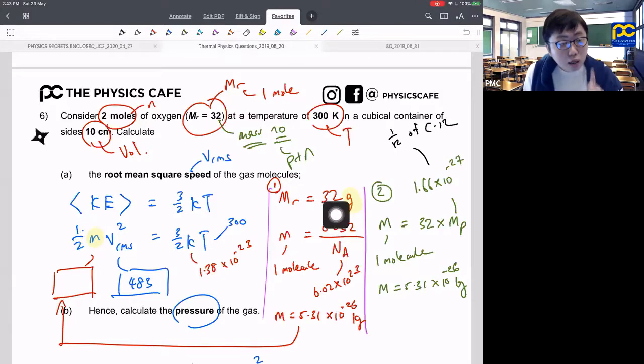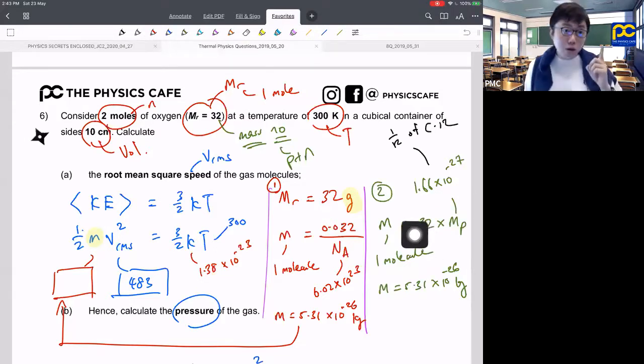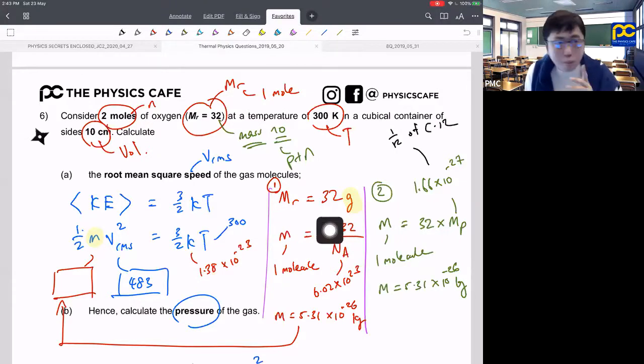However, there are 2 different units for the 32. If you use gram, then the meaning will be molar mass. But if you use the unit u, where 1 u is 1.66 times 10 to the minus 27 kg, then 32 u will be the mass of 1 molecule. So what unit do you use? In school, your JC teacher or secondary school teacher would normally want you to use gram.